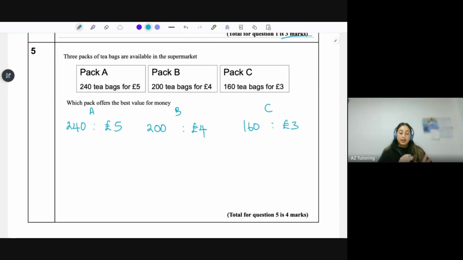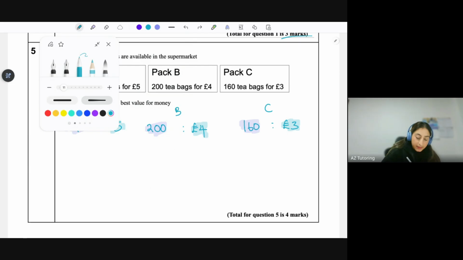This is why I prefer writing everything in ratio form so I can see it clearly. There are 2 ways you can go about this, and you'll get the same answer regardless. Either you can get the tea bags amount to be the same, or you can get the pounds to be the same. To make it easier, because dividing 240, 260 is going to be a bit complicated, I'm going to work out for £1, how many tea bags am I going to be getting? So if I just spend £1, how many tea bags do I get?